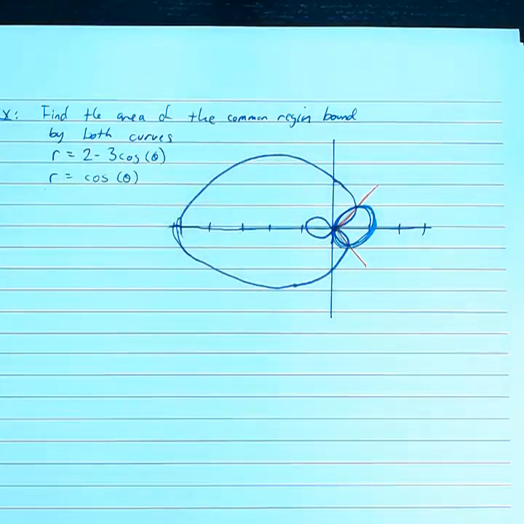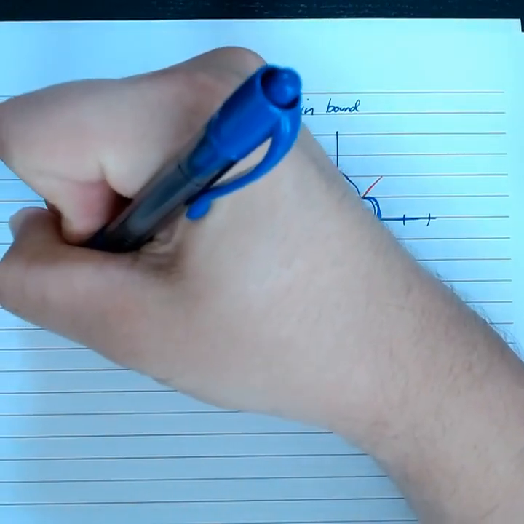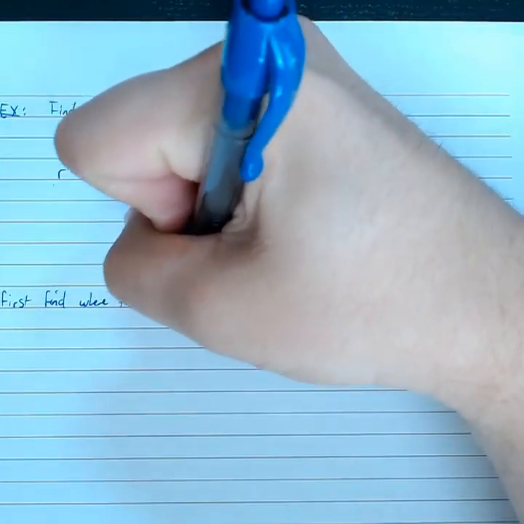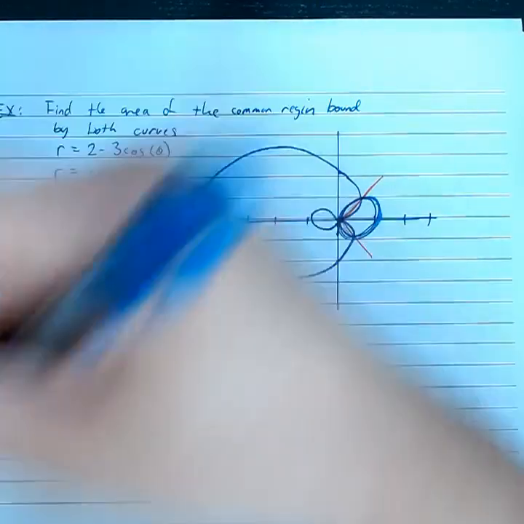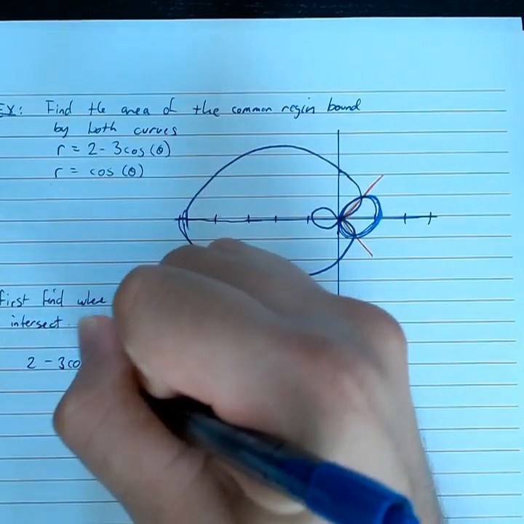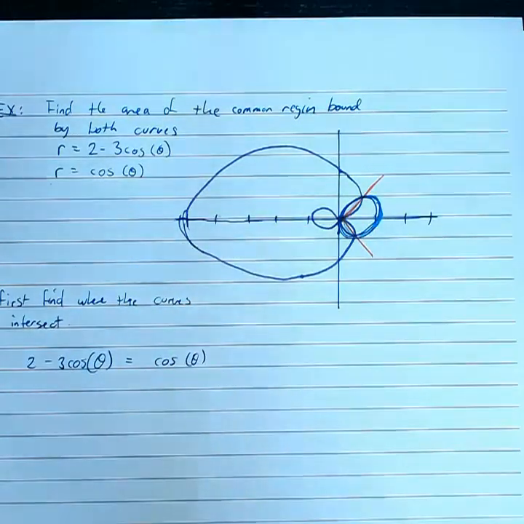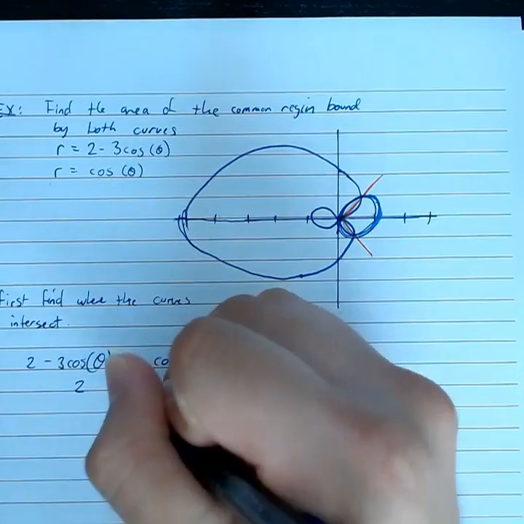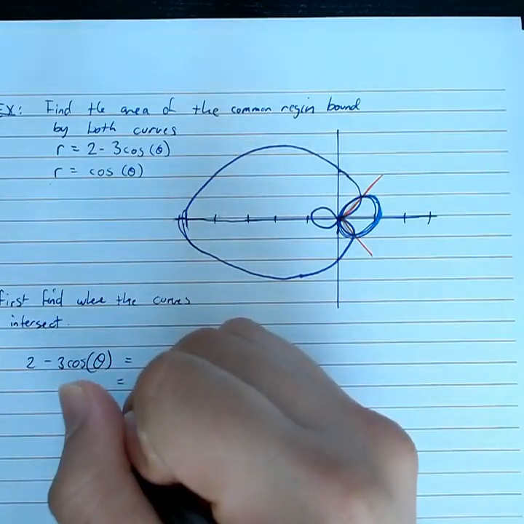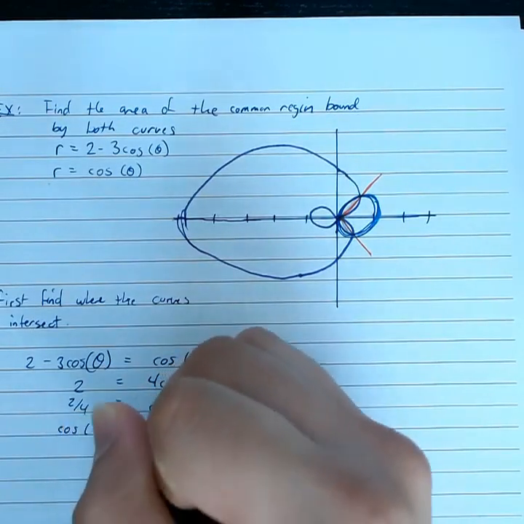So first of all, let's find the points of intersection. All right, and here, just set these equal to each other. 2 minus 3 times the cosine of theta is equal to the cosine of theta. Here I can add 3 cosine of theta to the other side. That'll give me 2 is equal to 4 cosine of theta. And then divide both sides by 4, which gives me 2/4 is equal to the cosine of theta, or more simply, cosine of theta is equal to 1/2.